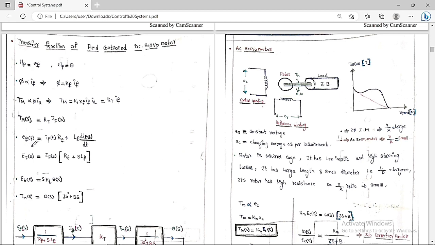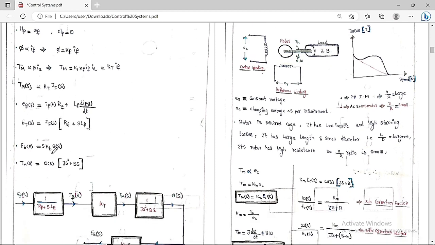Then you know what the KVL in a field circuit is. If you write the KVL in the field circuit, then Ef of t is equal to If of t into Rf plus Lf into dIf of t by dt, because of the field resistor Rf and the field inductance Lf. If we apply the Laplace domain, we get Ef of s is equal to If of s into Rf plus s into Lf into If of s. Taking If of s common, Ef of s is equal to If of s into (Rf plus s into Lf).